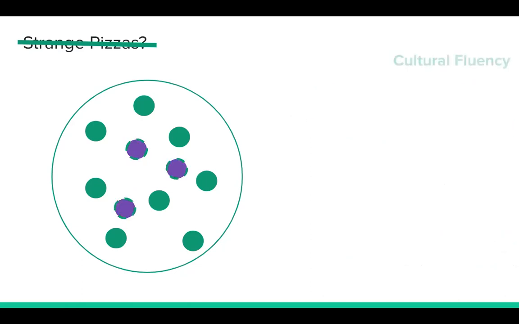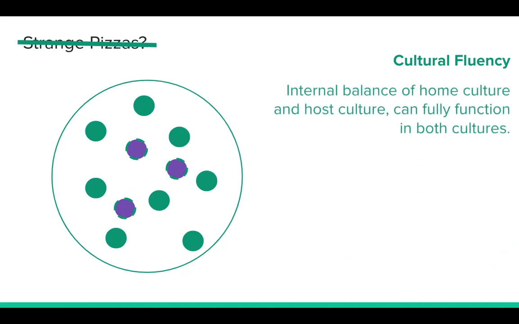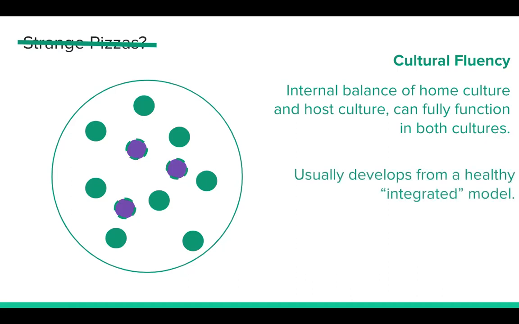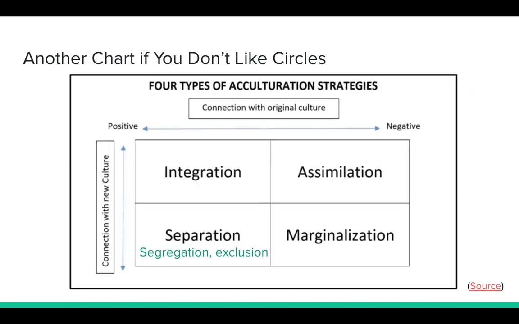All right. And then we also have cultural fluency, which is just a different way of being within those two, integration and assimilation, if you will. This is meant to represent more of an internal balance of home culture and host culture, and being able to fully function in both of those cultures and bounce back and forth between the two to some degree. There we go. And then here's all of that put together into rectangles instead of circles. I'll let you look at that for a moment.